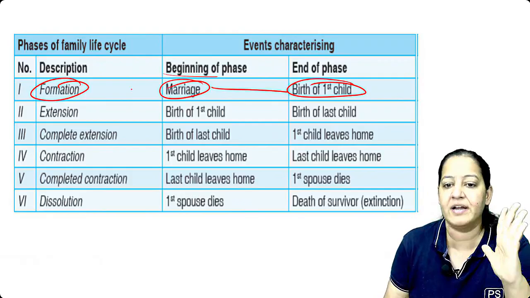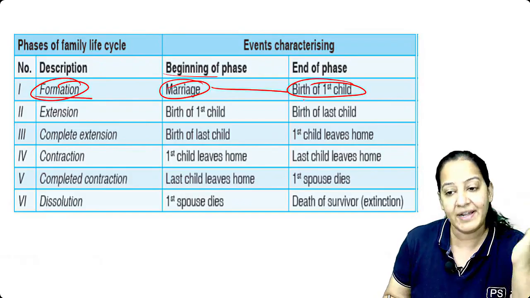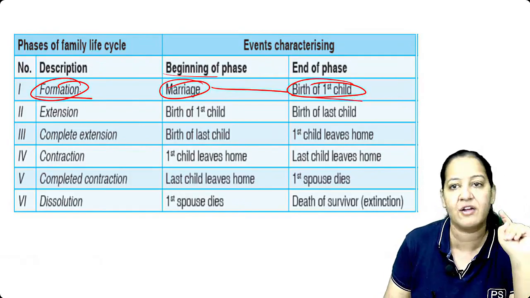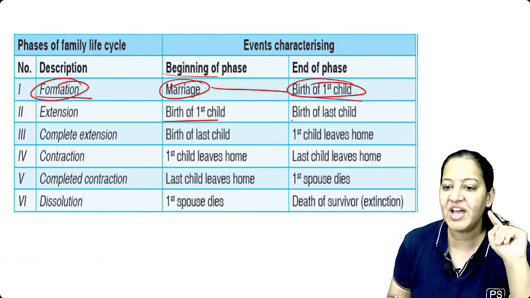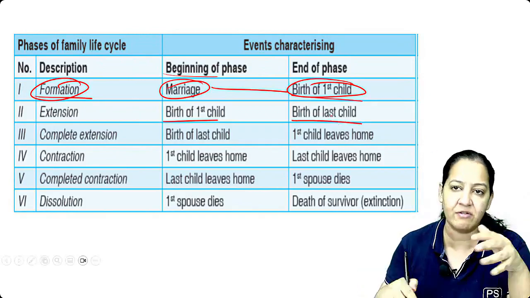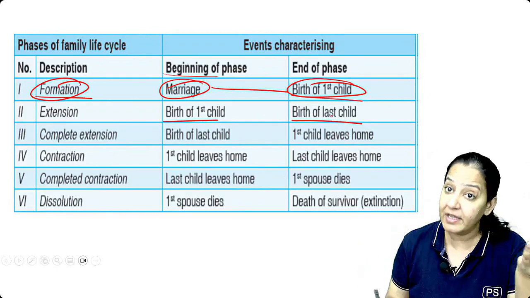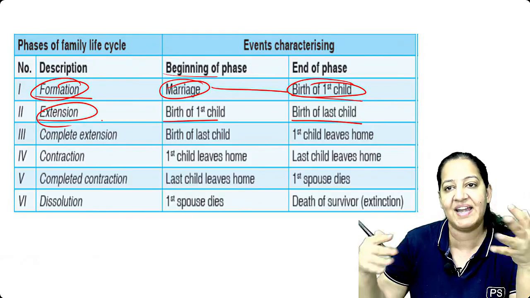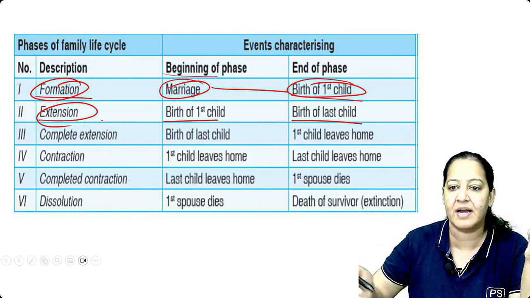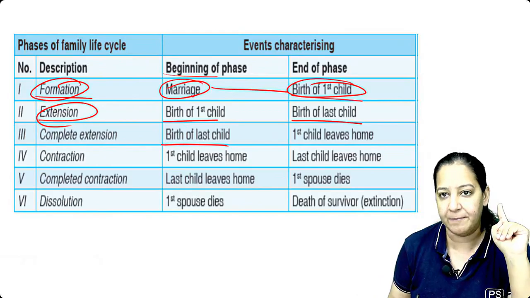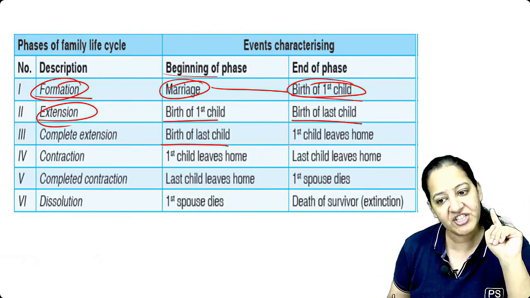So they started the formation phase. And till they have their first child, they are still in their formation phase. From the first child till the last child, they can have multiple children, 1, 2, 3, 4, whatever. Till the last child, they are in the extension phase. They are extending their family. From the last child till the first child leaves the home.